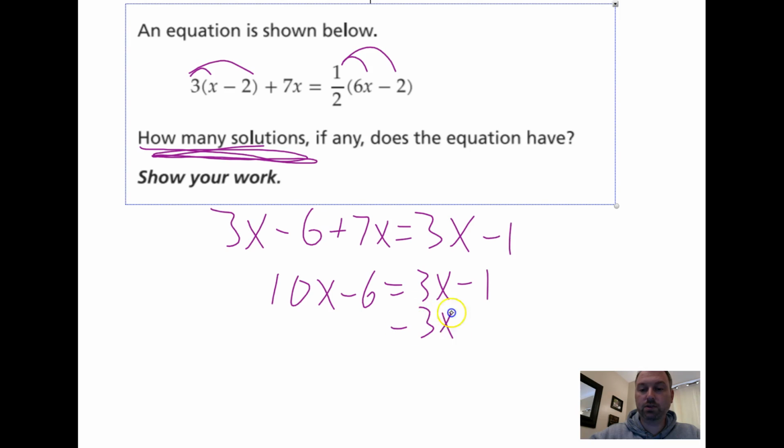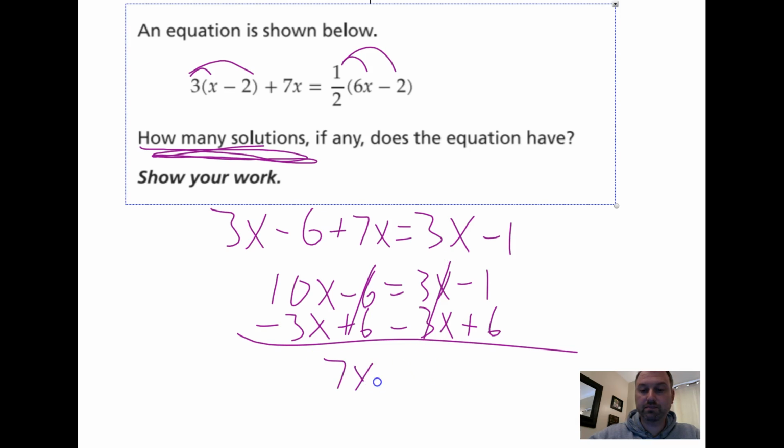Get all your x's on one side by doing the opposite. Subtract 3x from both sides, and in the same step add 6 to both sides. You don't have to do both steps in one, but many of you can handle that without a big deal, so it's your choice. The 6's cancel. The x's cancel. You're left with 7x equals negative 1 plus 6, which is 5. Divide by 7 on both sides. x equals 5/7.